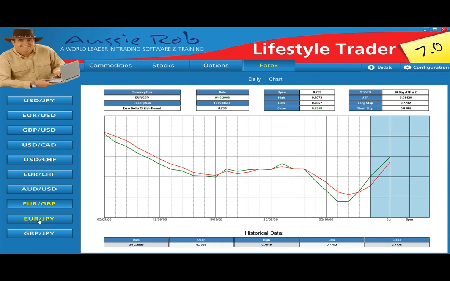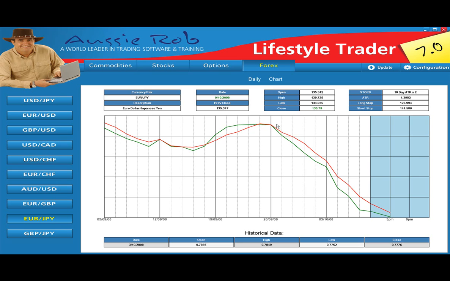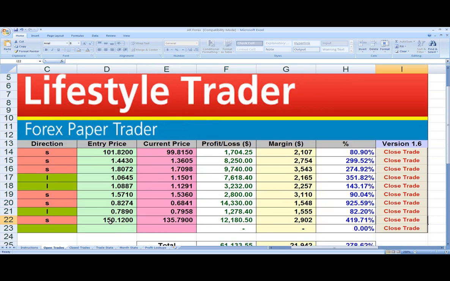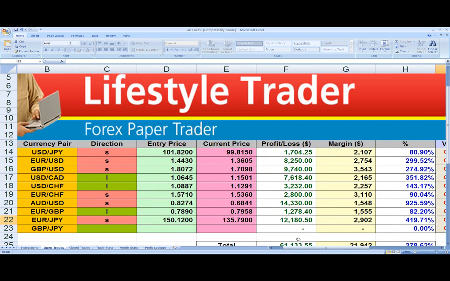Next is the Euro Yen. Very clear to see short signal, clearly defined going down. Entry price on this is 150.120. Next day is opening after the cross, and you can see the current price is 135.79. That was the last close price. So this is a short. Entry was 150.120, and the current price there was 135.75 according to the last close. Now, substantial profits on that one as well. Very high returns, as you can see.